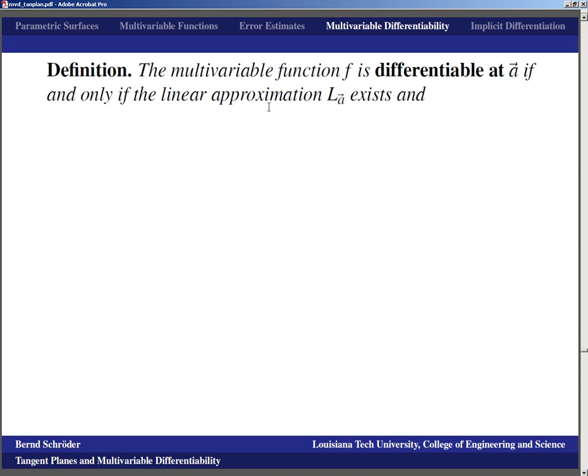And so the definition of multivariable differentiability is that the multivariable function f is differentiable at the point a if and only if the linear approximation L sub a exists, and the limit as our point r goes to a of the absolute value of the function at r minus the linear approximation at r, divided by the distance of this point from a, is equal to 0.